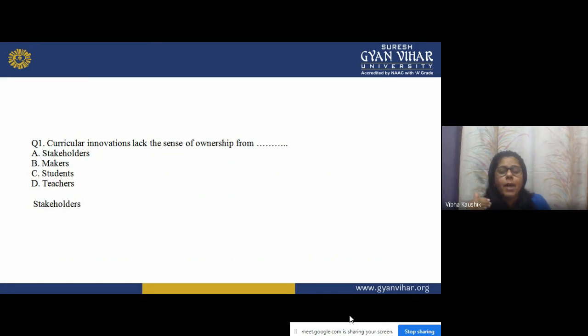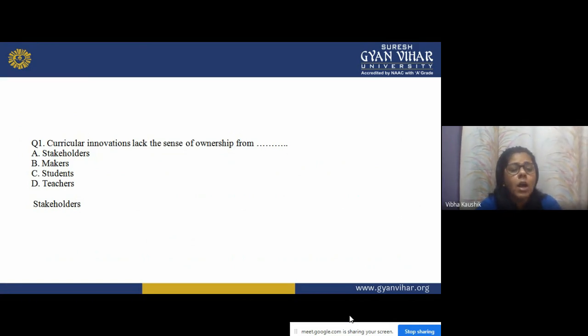Now let us discuss some MCQs, as MCQs are the best tools to judge the learning outcomes of the learner. The first one is: curricular innovations lack the sense of ownership from. Curricular innovations means anything newly added to a particular field, the innovations that will occur in the field of the curriculum.